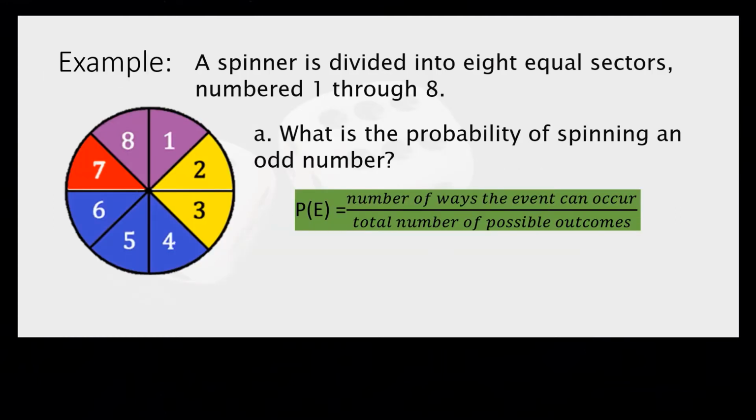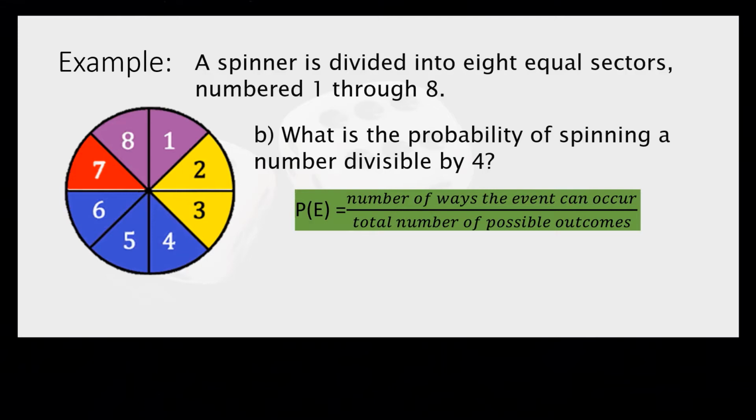Let us have our example. A spinner is divided into 8 equal sectors, numbered 1 through 8. First question, what is the probability of spinning an odd number? So using the given formula, let us identify the number of ways the event can occur and the total number of possible outcomes. So ilan ang total number of possible outcomes natin? So we have 8 because the spinner is numbered from 1 through 8. And number of ways the event can occur, so ilan ba ang odd numbers natin diyan? Ang odd numbers natin ay 1, 3, 5, and 7. So there are 4 odd numbers. So therefore, the probability of the event is equal to 4 over 8, or in reduced form, we have 1/2.